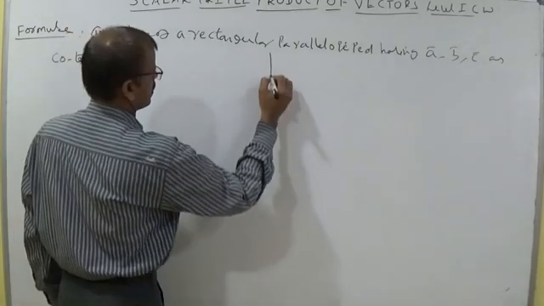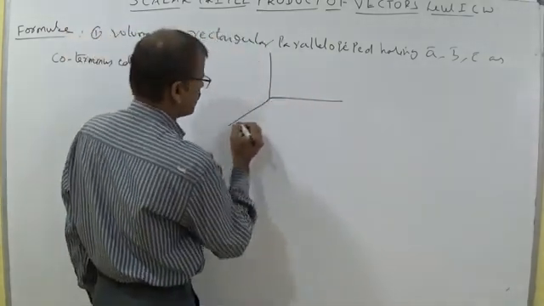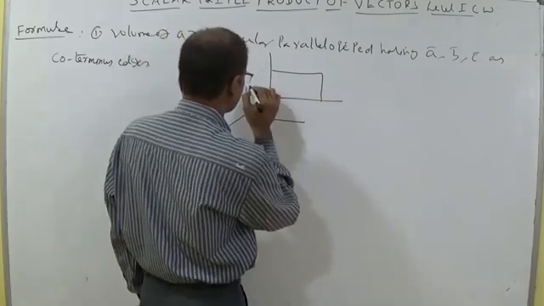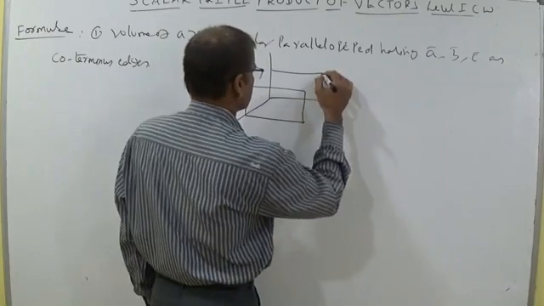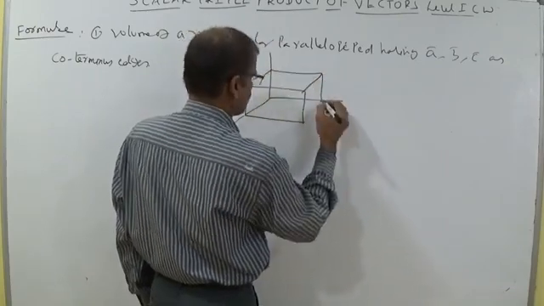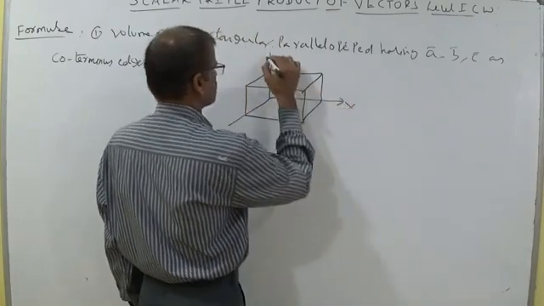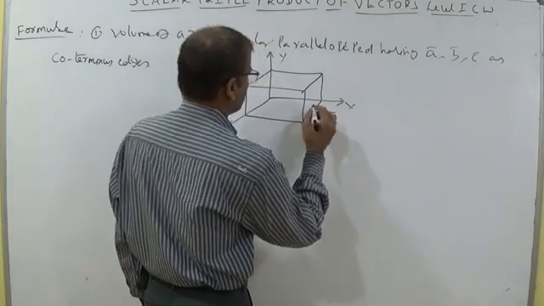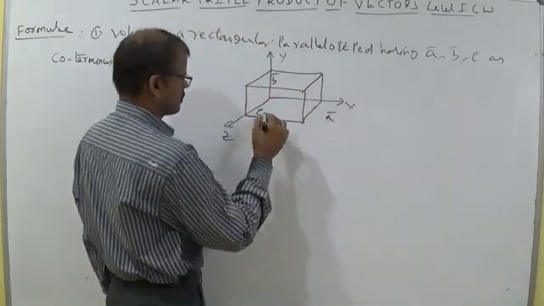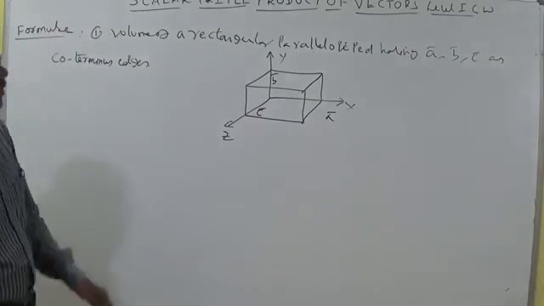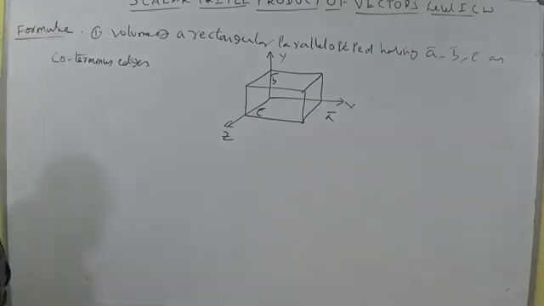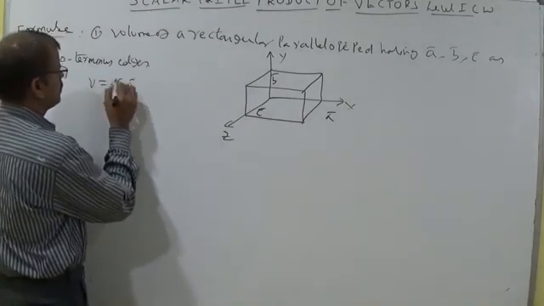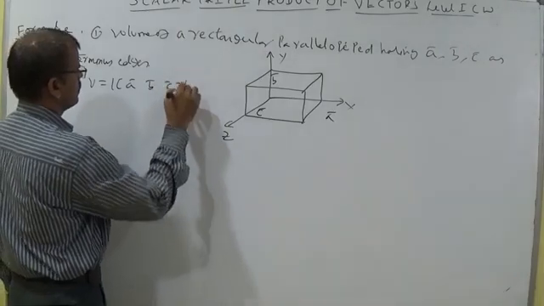Let us draw the diagram using X, Y, Z axes, with their respective unit vectors. The concept of X depends upon X, Y, Z. This is X, this is Y, this is Z. Along X, let it be A bar, along Y, let it be B bar, and along Z, this is C bar. A bar, B bar, C bar are the coterminous edges. The volume of a rectangular parallelepiped is equal to the modulus of box ABC.